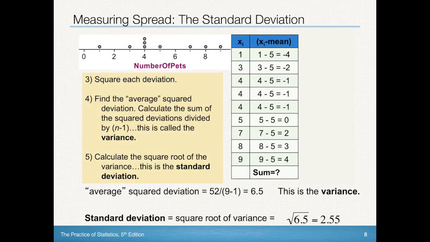If we continue this calculation for all of the data points, we can actually begin to create what we're calling the standard deviation.